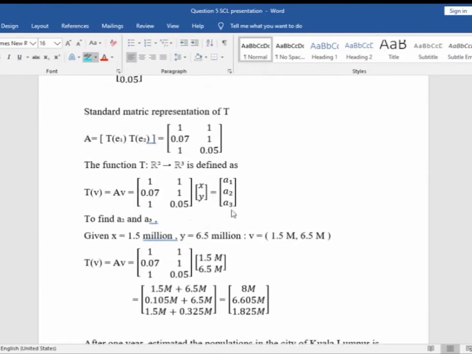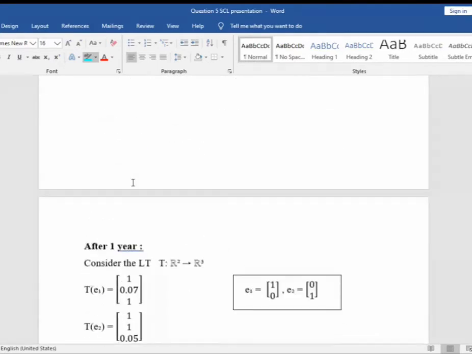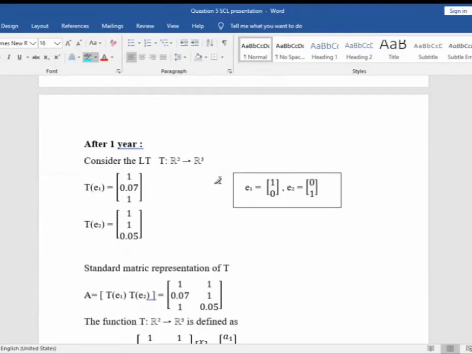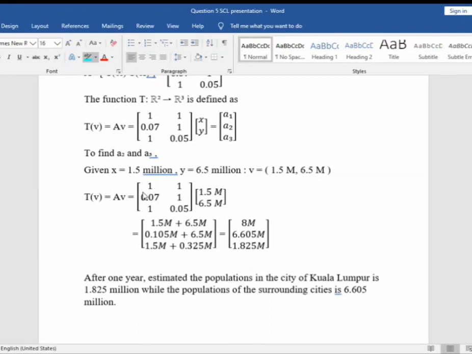Here we can see that the transformation takes vectors in R2 and we get the outputs in R3. To find A1, A2 and A3, given X, the previous X is 1.5 million, while Y is 6.5 million. So V is X and Y, right? We write this form as 1.5 million, comma, 6.5 million. We put it into this matrix with X and Y, T(v) equals Av. Okay, the matrix is 3 by 2 and the matrix is 2 by 1.